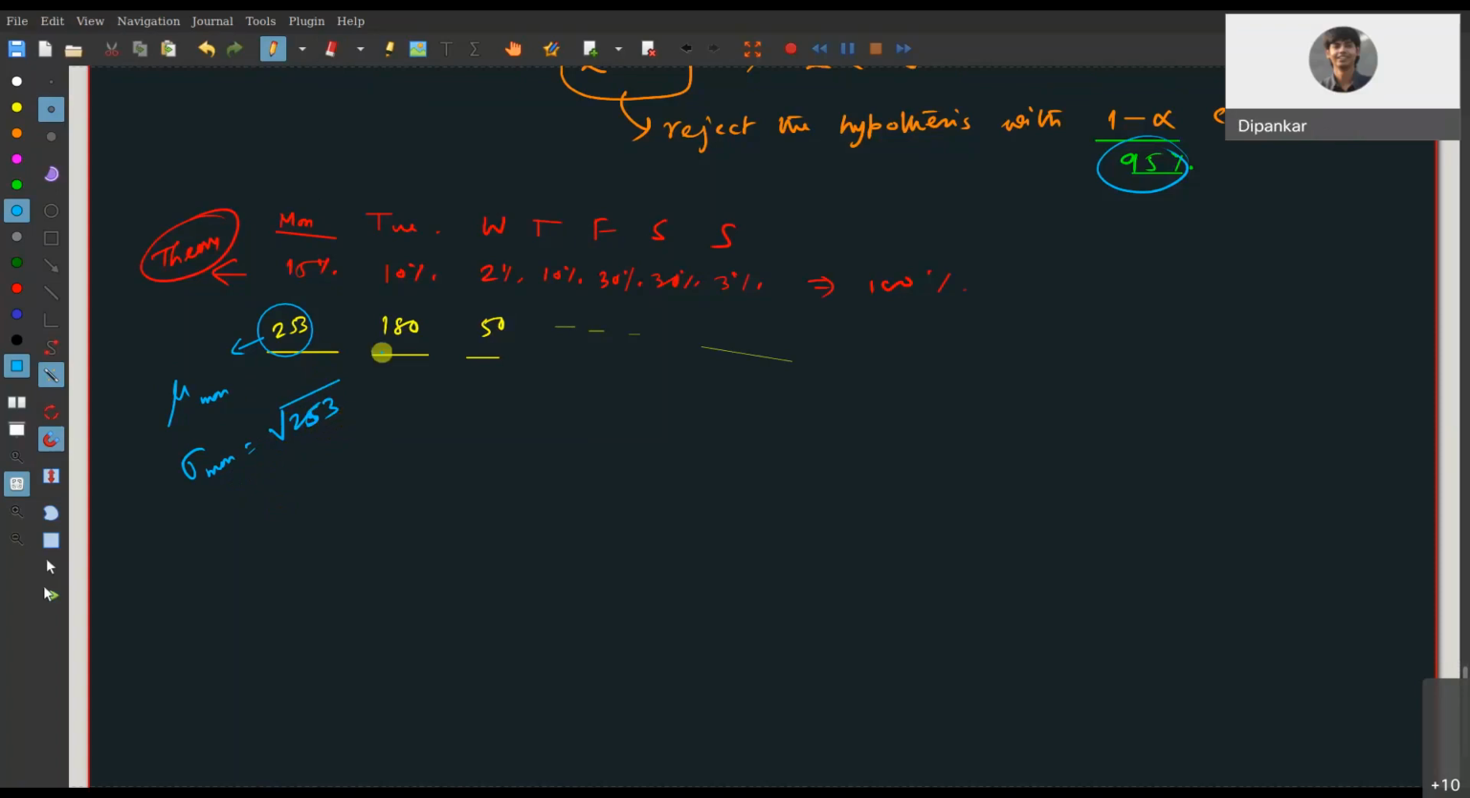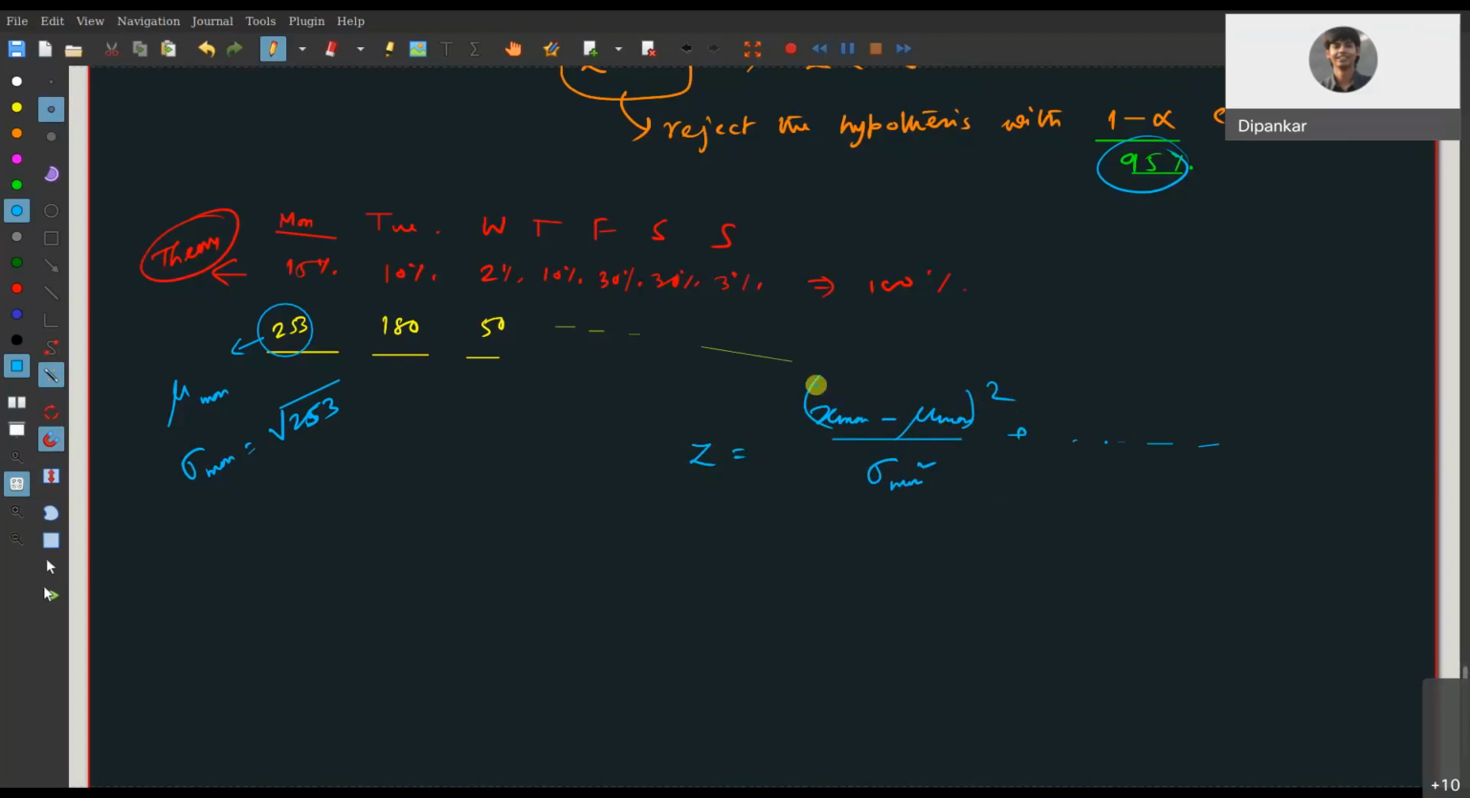And Tuesday it is again 180, and so on and so forth. And then again you calculate your z. So z will be what? X Monday minus mu Monday, divided by sigma Monday, squared, plus so on and so forth for every day.